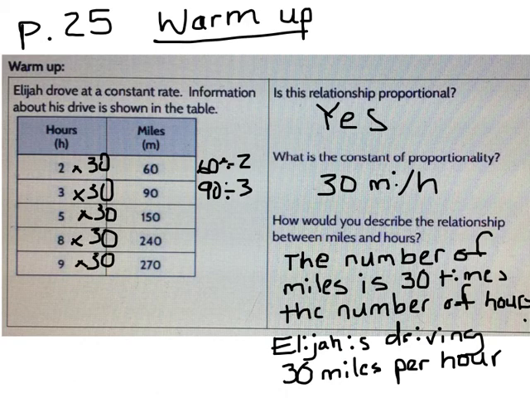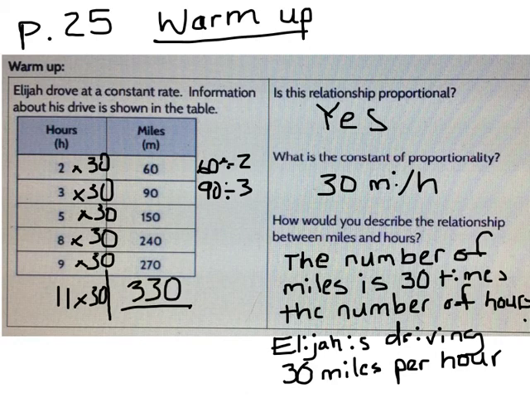Now I have an extension question for you. If Elijah drove for 11 hours, how many miles would he have driven? Explain how you found your answer. Go ahead and solve that problem now. Well, the number of miles is always 30 times the number of hours, so I could have multiplied 11 times 30. The correct answer would have been 330 miles.